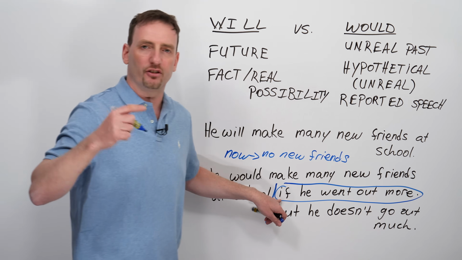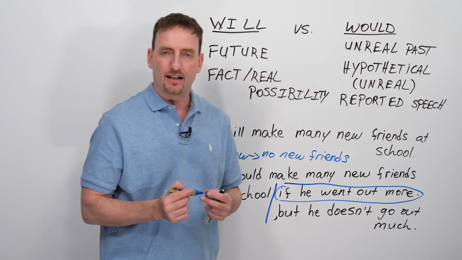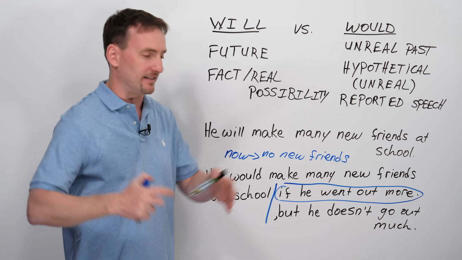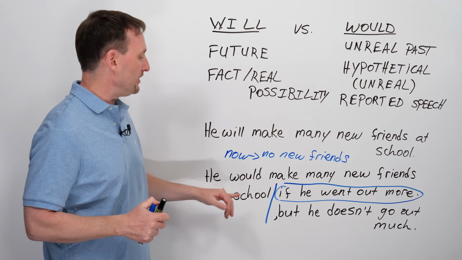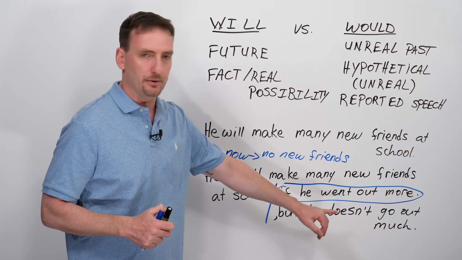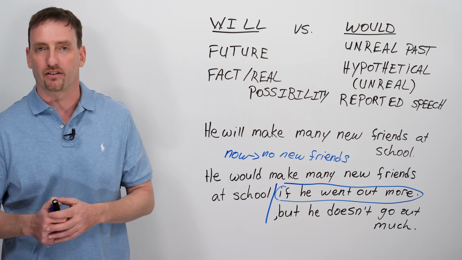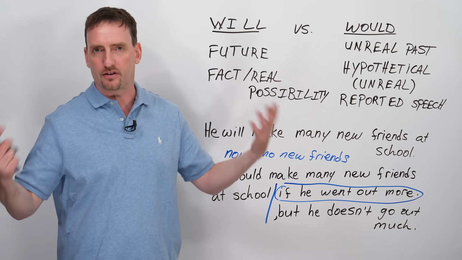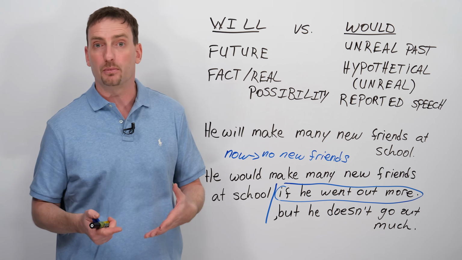This is understood. I just don't need to say it. So, bear with me. I'm going to give you the whole full sentence. He would make many new friends at school if he went out more, but he doesn't go out much, so he doesn't make new friends. That's the full thing. I don't want to say all that. That's a lot of words that don't all need to be expressed.